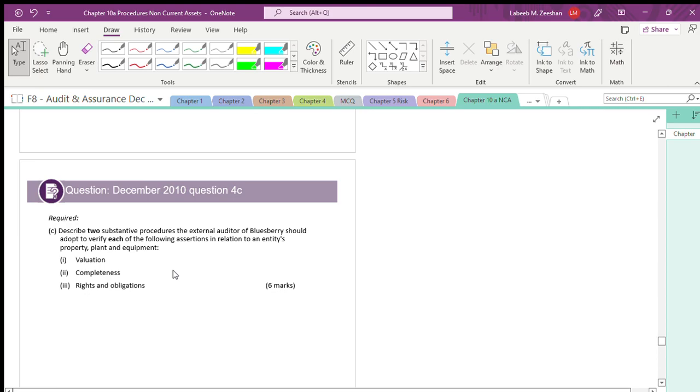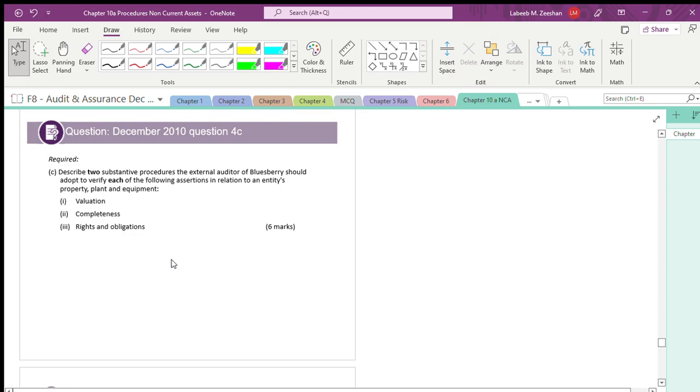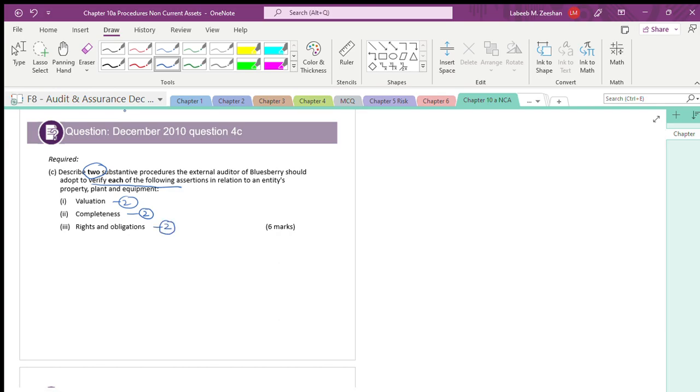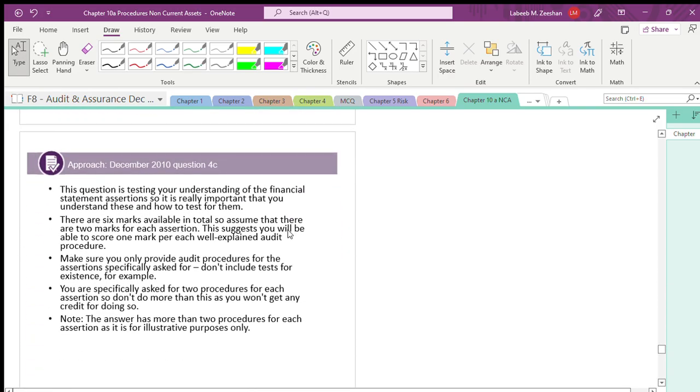Now they are asking another question. Describe two substantive procedures the external auditor of Bloomsbury should adopt to verify each of the following: valuation, completeness, and rights and obligations. People will say two substantive procedures in total. No. For valuation 2, for completeness 2, and for rights and obligations 2. It is going to be 6 marks.